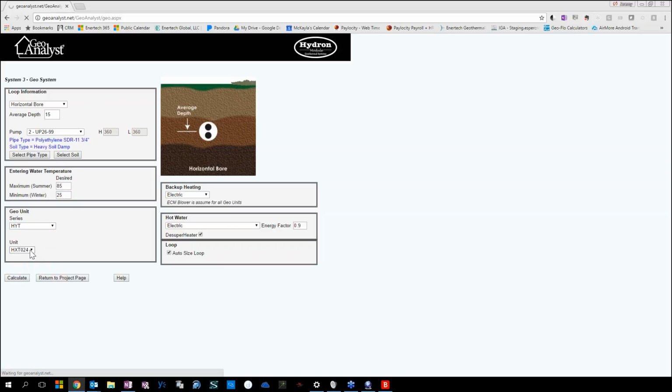We will do an HYT unit at 6 tons. So we're reaching out for that HYT 072. Again, backup heat is electric, hot water is electric, and I'm auto sizing the ground loop. Let's calculate this one.